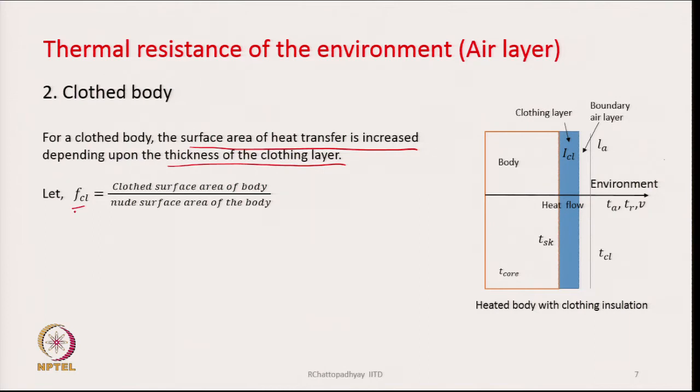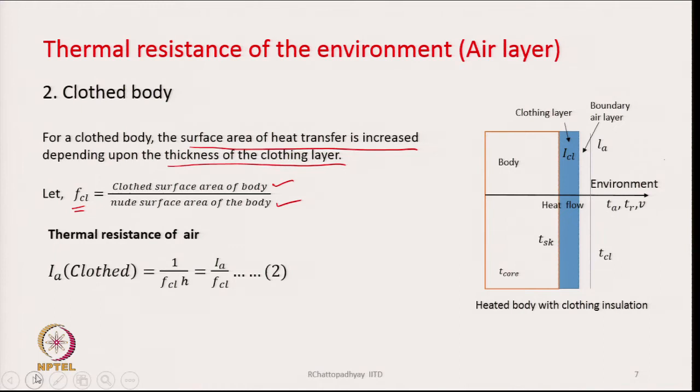Let us say F C L indicates clothed surface area of the body divided by nude surface area of the body. So, clothed surface area is always a little more than the nude surface area. So, F C L value will always be more than 1. So, thermal resistance of the air in this case is going to be 1 upon F C L H, that is, 1 upon H was earlier. Now, because the boundary layer air dimension has changed, since the body has become a little fatter, because there is a layer of clothing now, thermal resistance is 1 upon F C L H. So, 1 upon H is I A, that is insulation value of the air without any clothing. So, I A of the clothed state is going to be I A by F C L.